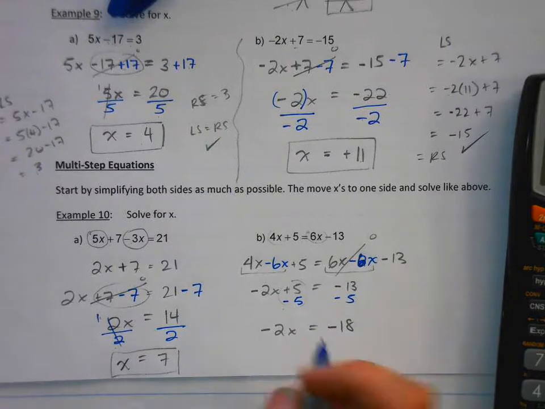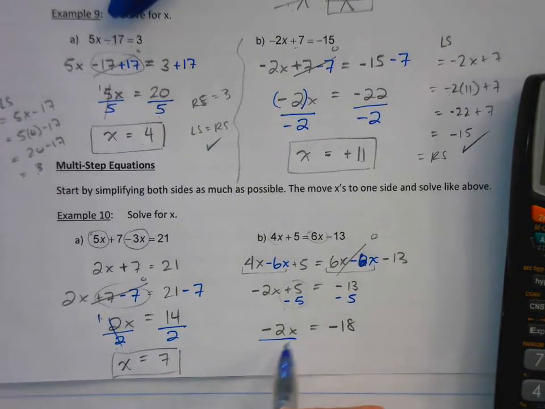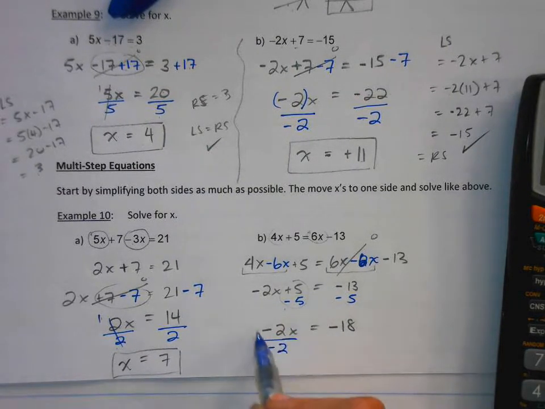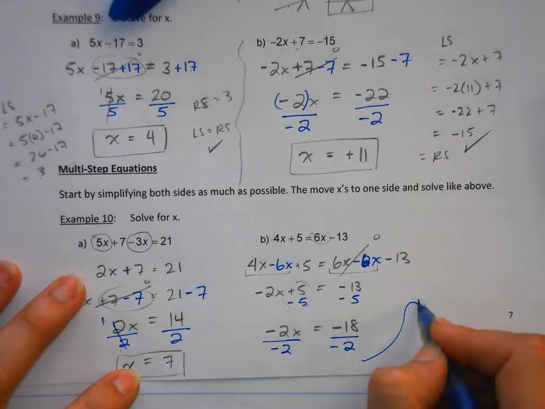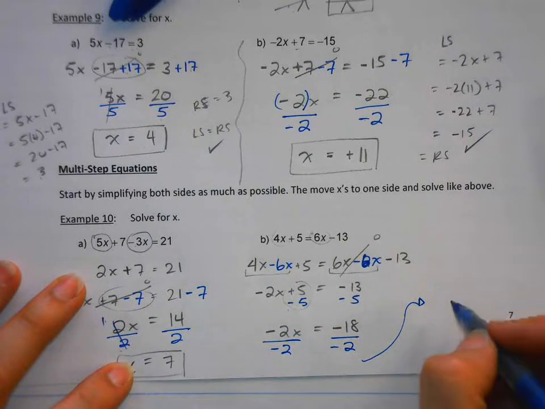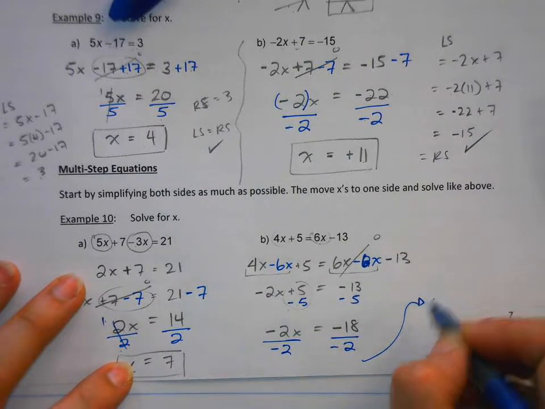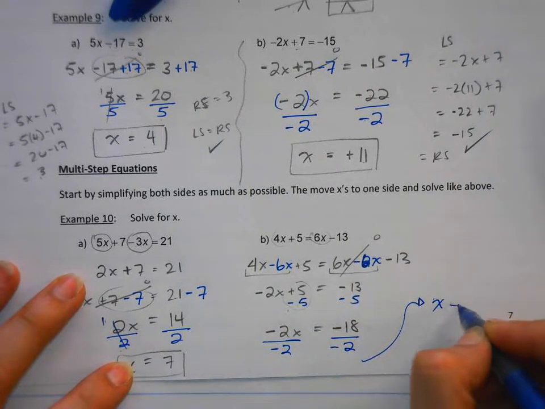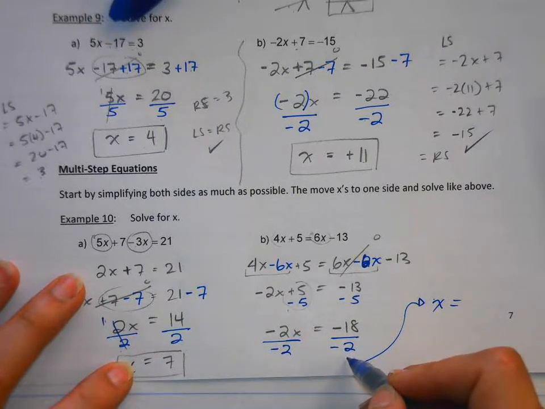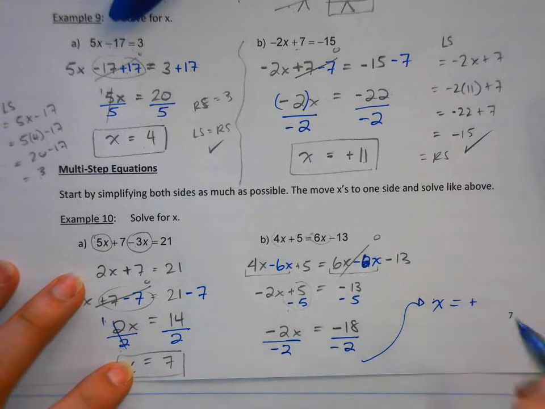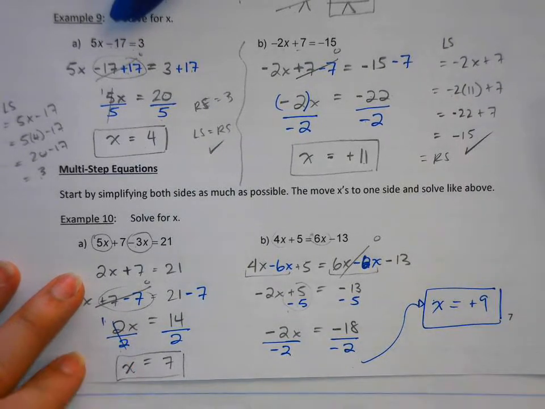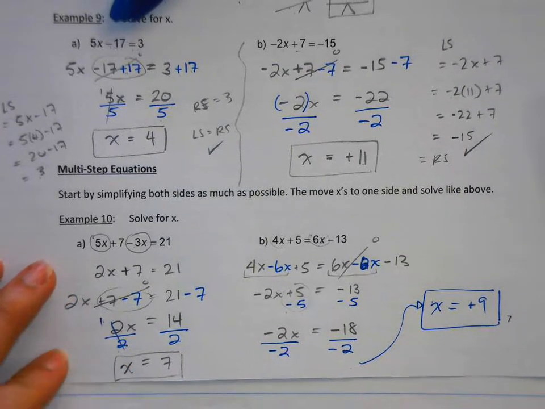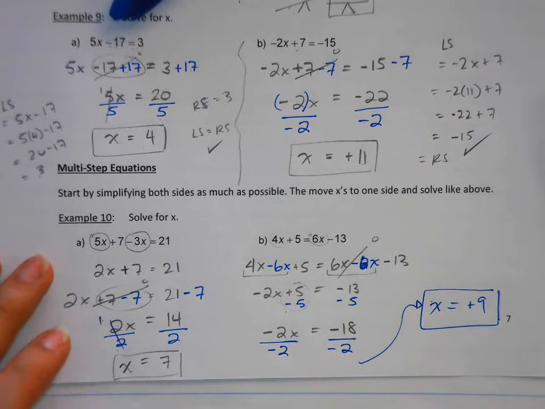And I take a look, it's a negative 2 out in front, so I have to divide by whatever is out in front, and I have to do it on both sides. So I'll come over here, negative 2 divided by negative 2 is 1, but there's an x there. Negative 18 divided by negative 2, well, negative and negative is a positive, and 18 divided by 2 is 9. And that is the review for polynomials and solving equations.